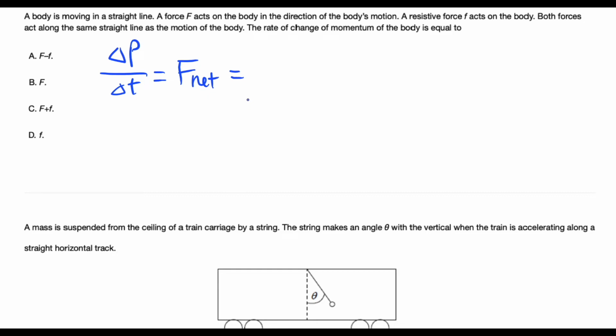So how do we calculate this one? We know there's a force F, and we also know there's a resistive force that must be pointing in the opposite direction to F. So the net force is going to be equal to capital F minus the resistive force, lowercase f. So this is equal to the net force. So A is the answer.